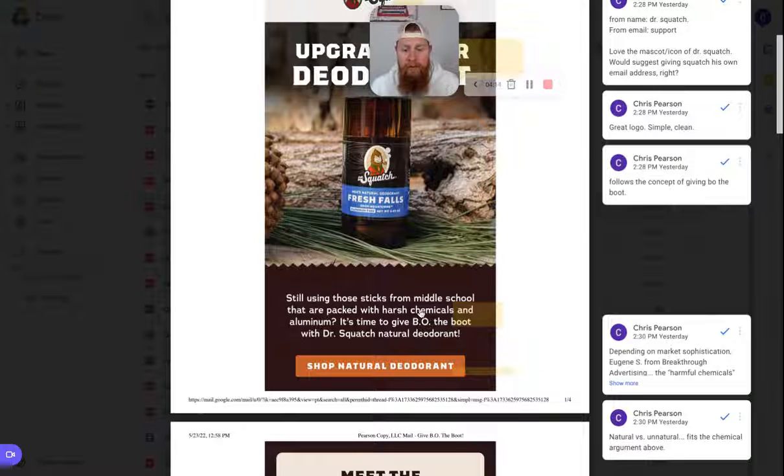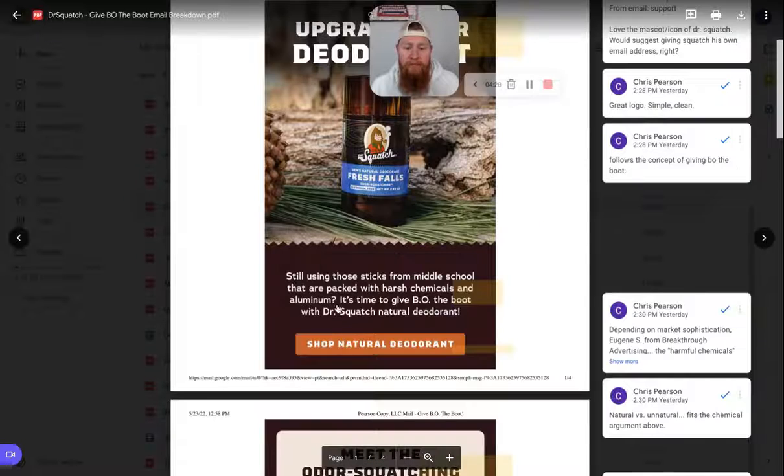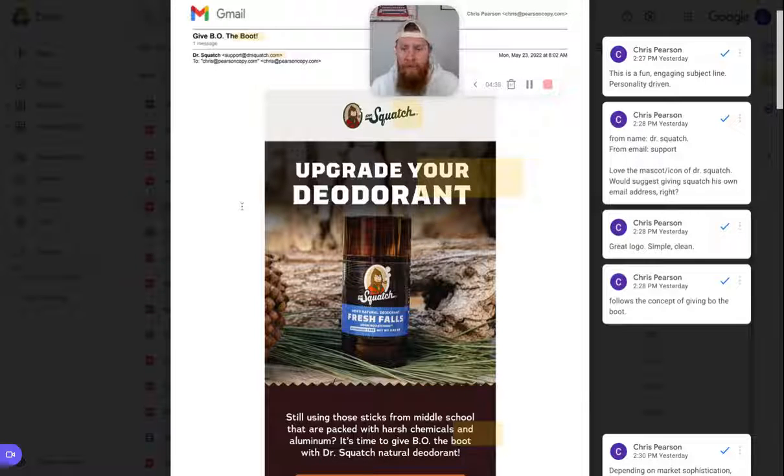And so the idea of harsh chemicals and aluminum inside of deodorant, when I first read that, I was like, okay, yeah, I already know that about deodorants. There's nothing new here. Didn't really catch my attention. It's like this has already been played out. I understand the concept of giving BO the boot, but how does the harsh chemicals and aluminum connect to why it gives you BO? That connection was not made when I initially read this.